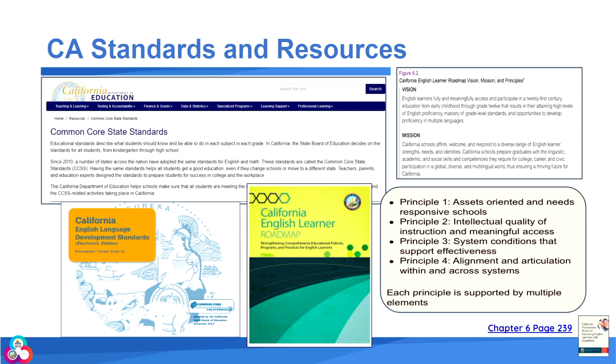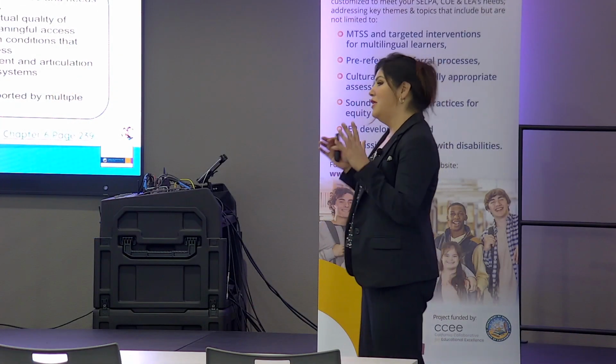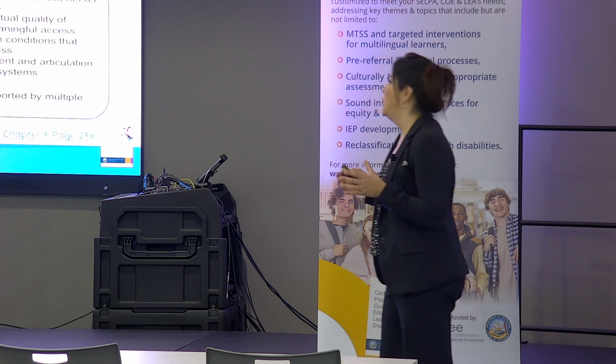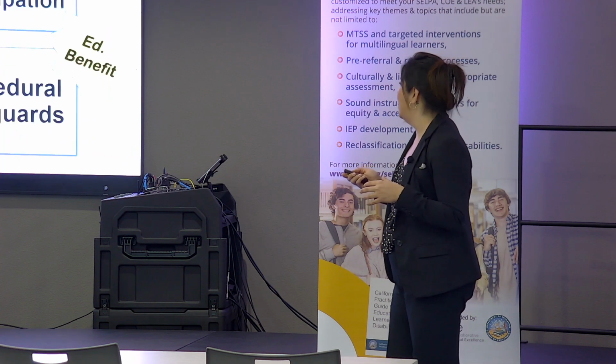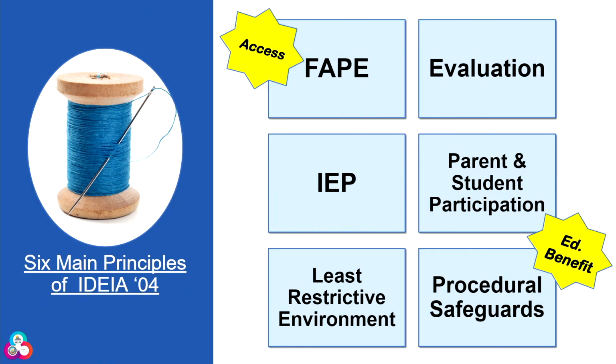Specifically, Principle 1 asks us to look at assets-oriented and needs-responsive schools. Within the scope of Principle 1, we are going to approach the topics covered in Chapter 5. We often make reference to the thread of educational benefit, right? Connecting the dots, if you will.